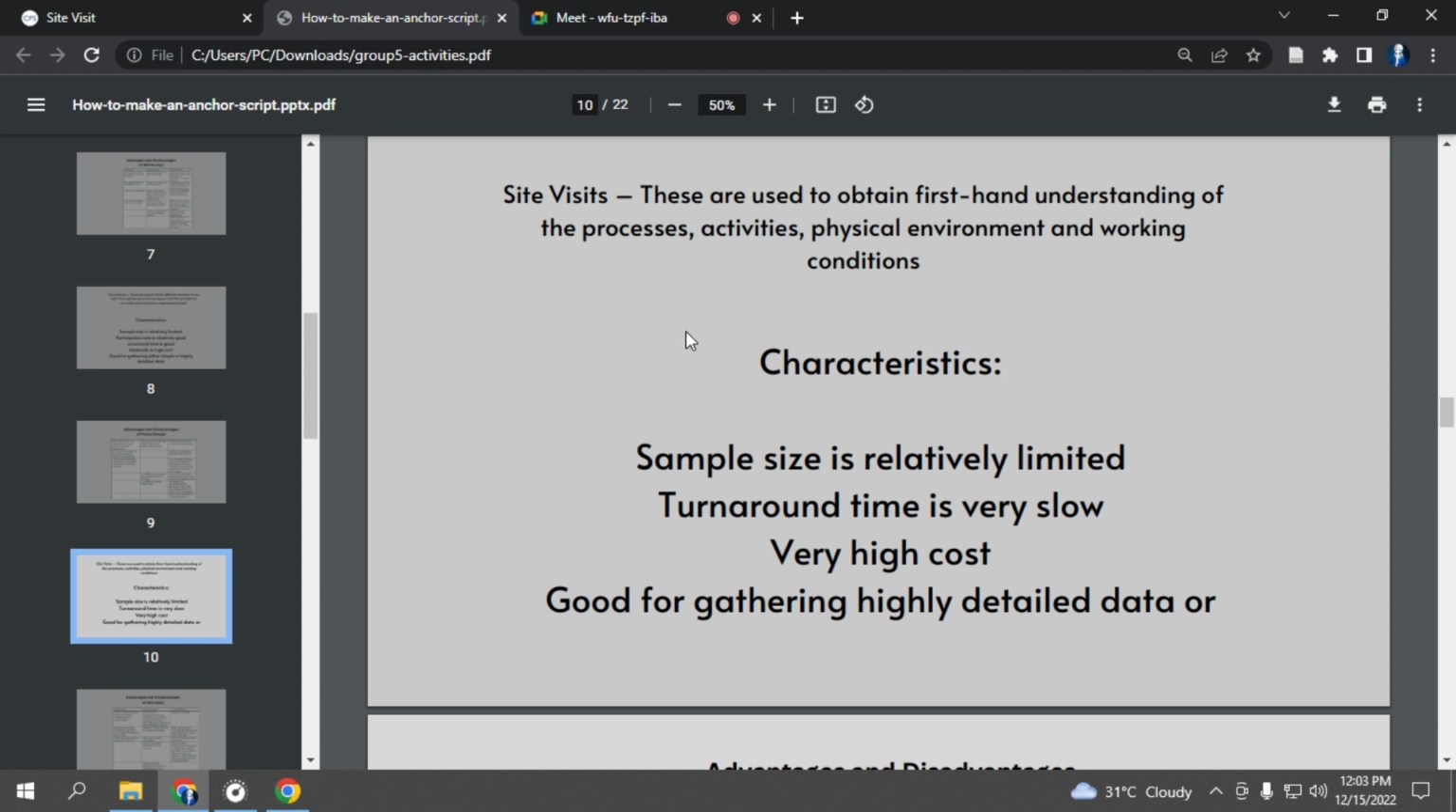And lastly, this is the site visits. These are used to obtain first-hand understanding of the processes, activities, physical environment, and working conditions. Characteristics: sample size is relatively limited, turnaround time is very slow, very high cost, good for gathering highly detailed data.